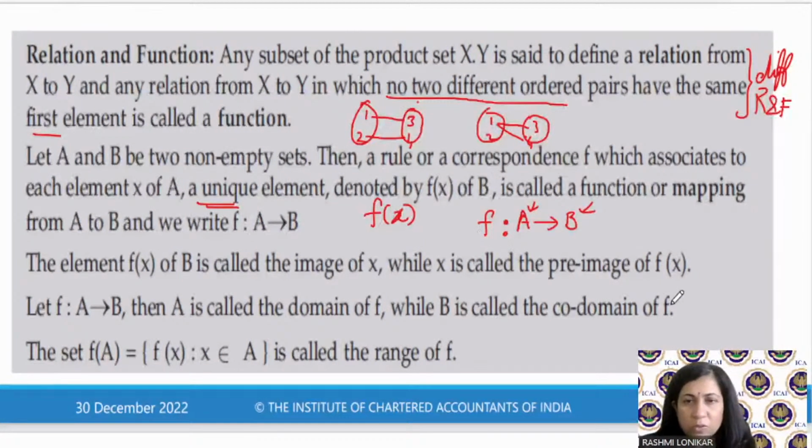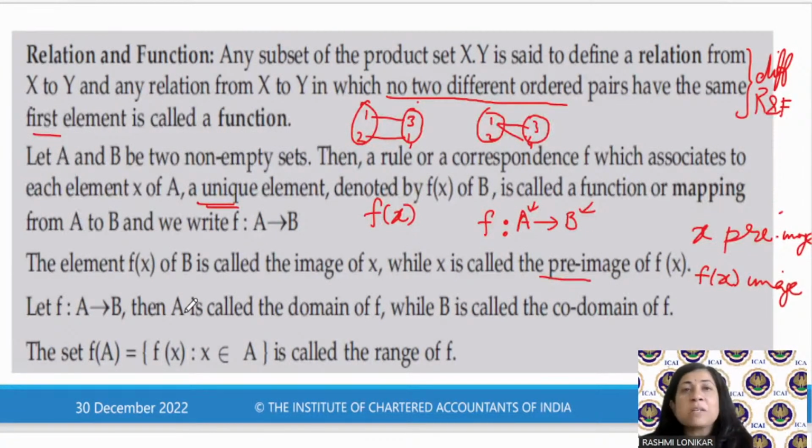So x is called the pre-image and f(x) is called the image. x is pre-image and f(x) is image.